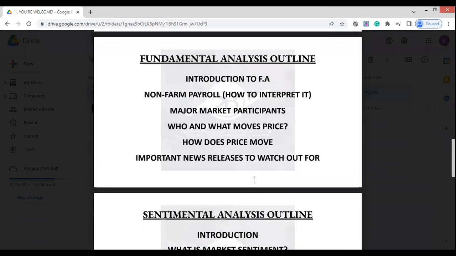Now, major market participants is another thing you learn. Then you also learn who and what moves price, how price moves, and important news releases to watch out for. One thing about the Forex market is that news updates affect it. So in this fundamental analysis course, you're going to learn how to study the news, how to interpret the news, and how to use that news to make your decisions while trading the Forex market.